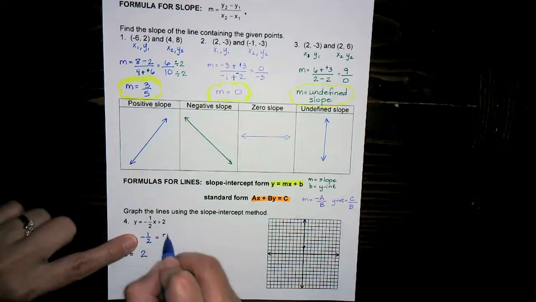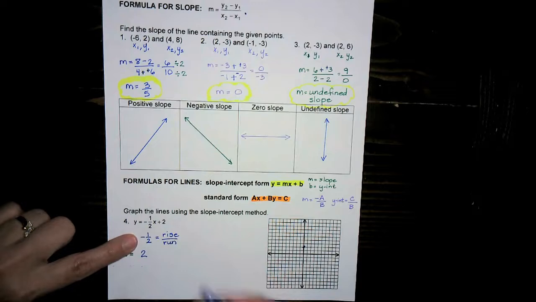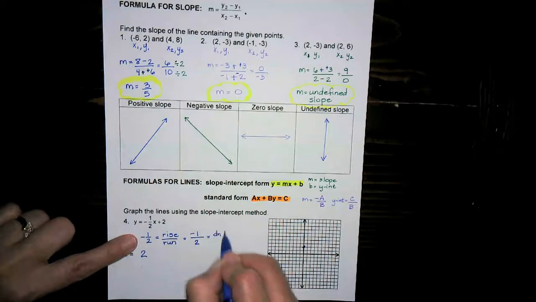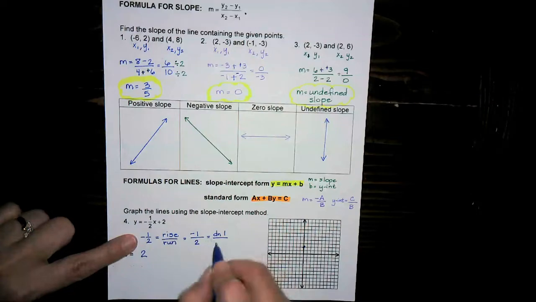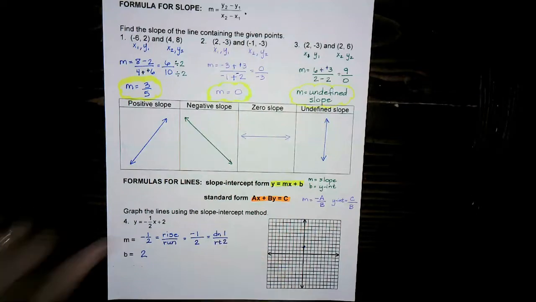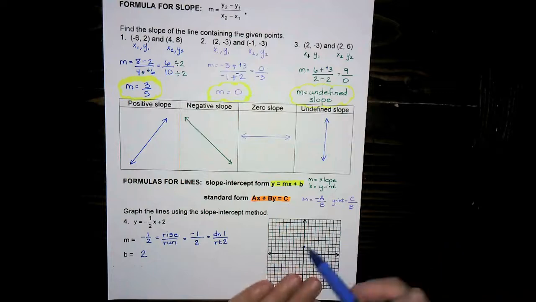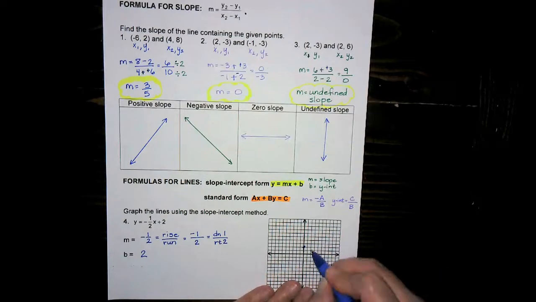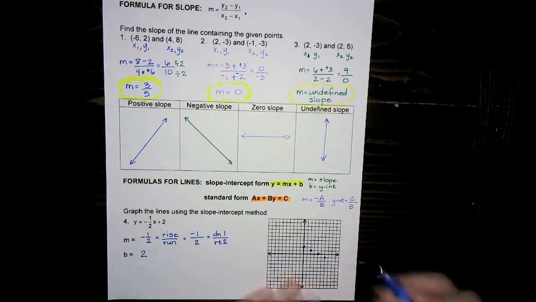You may have heard your slope referred to as rise over run. So when I see a slope of negative 1/2, that means I'm going to go negative 1 in the rise direction and 2 in the run direction. Or that means I'm going to go down 1 because of the negative and right 2 because the bottom is positive. So I'm going to start right here at my y-intercept and I'm going down 1, right 2. Do it again. Down 1, right 2. One more time. Down 1, right 2.